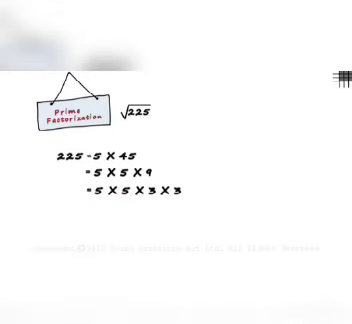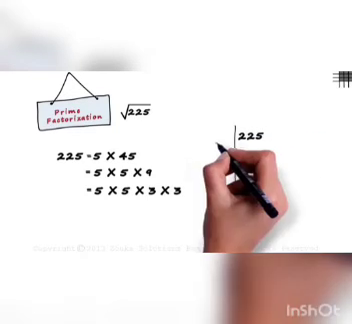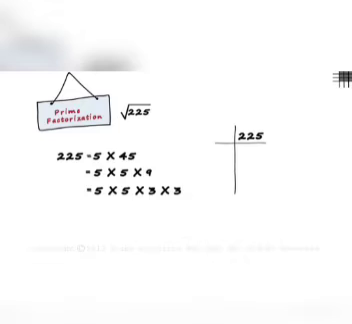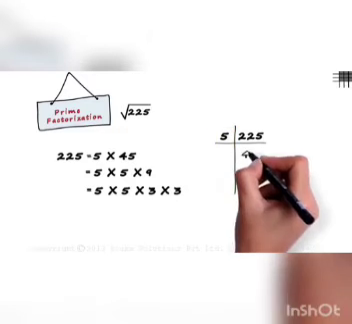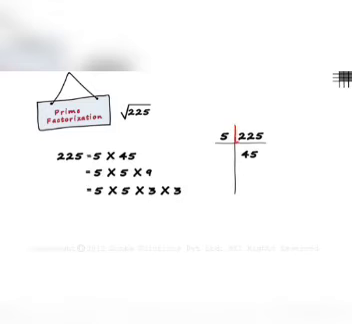This was simple, but is it the quickest way? No. Let's look at a quicker way. We write 225 like this and draw two lines here, like this. 225 is divisible by 5, so we write a 5 here. We just write the prime factors in this column. 5 multiplied by 45 gives us 225. 45 is not prime. Hence, we continue with this process.